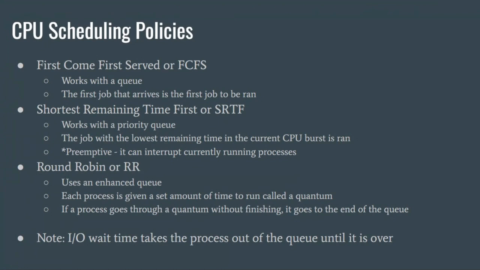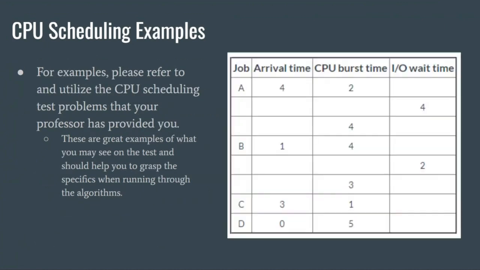And then the third policy is round robin, and this uses an enhanced queue. Each process is given the same set amount of time to run, and this is called the quantum. So if a process goes through a quantum without finishing, it gets put to the back of the queue. And the note says input output wait time takes the process out of the queue until it's over, and then once it is over, it'll be put back into the queue.